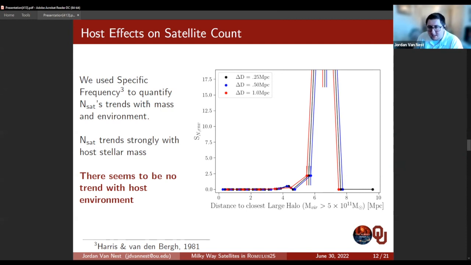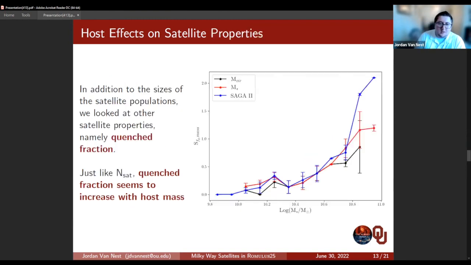And in terms of mass, at least, this is in agreement with what SAGA has found in their SAGA 2 paper. They did seem to find a general trend where the number of hosted satellites was increasing with the host K-band brightness, which is a proxy for stellar mass. So far we've seen things where the Milky Way and the Local Group are in good agreement, at least in terms of the number of satellites hosted. One thing that seems to be in disagreement, though, is the quenched fraction. And so we looked at that as well.